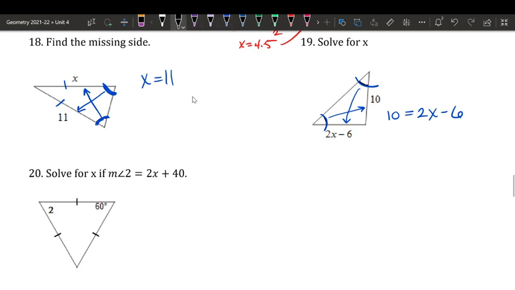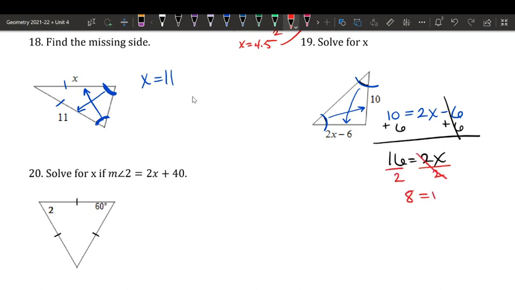And then I can solve for x. So I'm going to add 6. So 16 equals 2x. And last, divide by 2. So 8 equals x. And that is what it said.